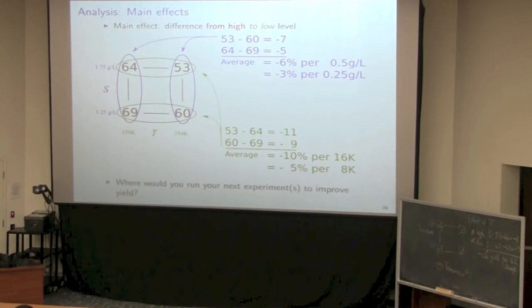And for now, you can just take this as a way to do it. You'll see the justification for it in two classes from now. But we will typically report those values on half the difference. So in other words, we will say that this is a -5% yield per 8 Kelvin change.